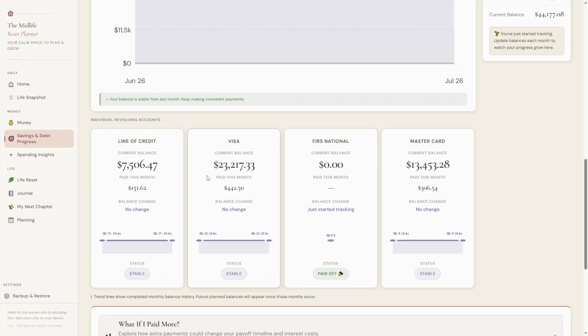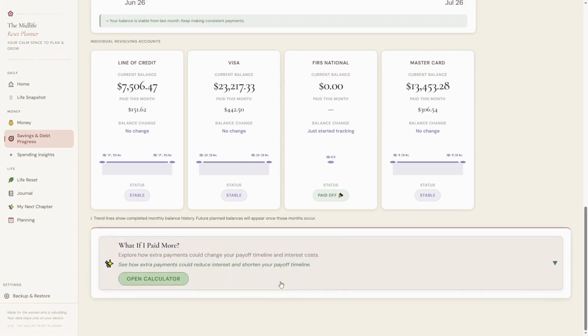As you continue updating your balances, these charts make it easy to see the progress you've made on each account individually. If you've paid more than the minimum payment for the month, you'll also see a reminder highlighting that extra effort. Small additional payments can make a big difference over time, and it's nice to see those wins recognized.